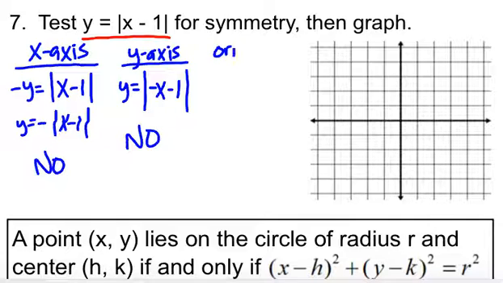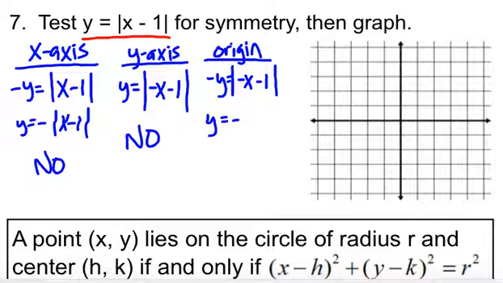All right, so let's test for origin symmetry. So we have to plug in negative y and negative x. And again, if we want to multiply both sides by negative 1, we can. But again, that is not the same thing. So this is a no also. So this does not have any symmetry. So we're just going to have to graph it.